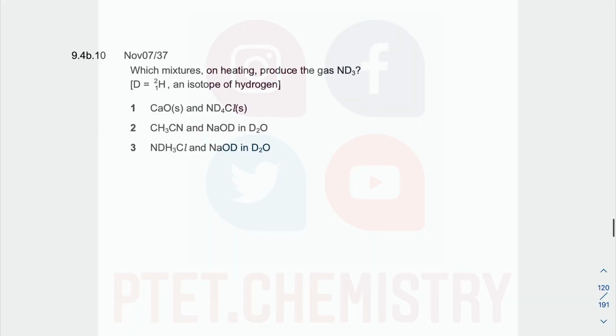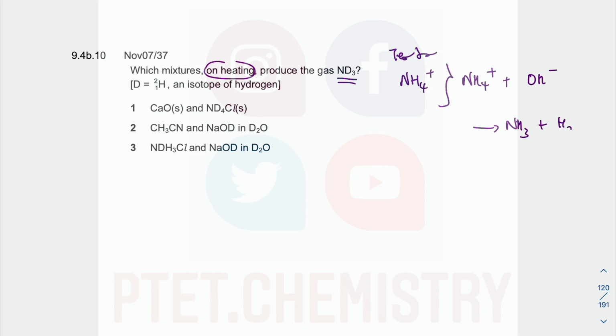This is the last question of this 5-question series on nitrogen and sulfur. So which mixtures on heating can produce the deuterium derivative of ammonia? So deuterium is just an isotope of hydrogen. So we know that when we have a test for ammonium ion, when we test for it, we add in a hydroxide and then we will produce NH3 and H2O.